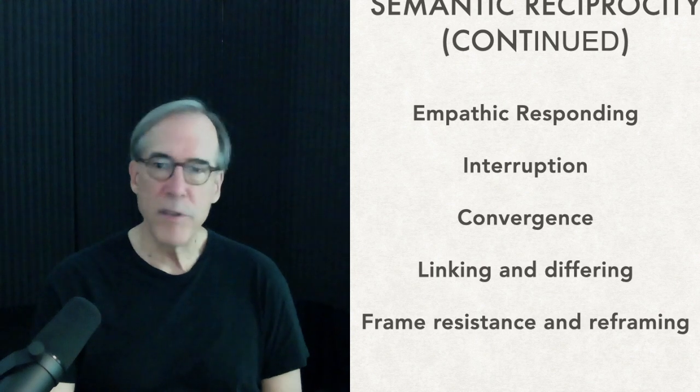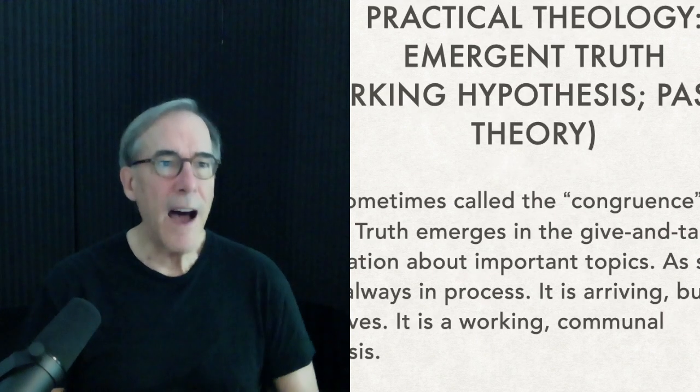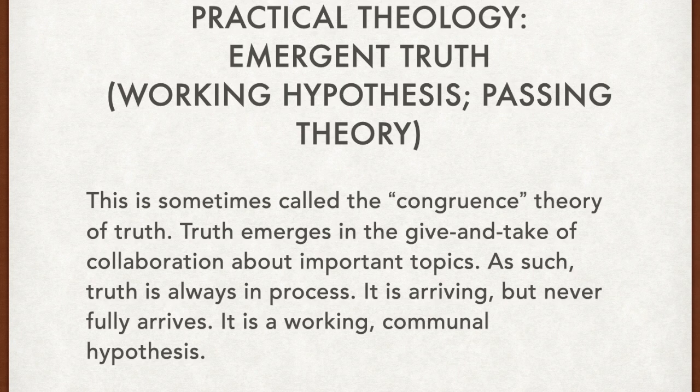Now, if you're a conversational stylist, then over time, this way of preaching tells your sermon listeners that truth is emergent truth. That Christian truth is emergent truth. It's always on the way. This is sometimes called a congruence theory of truth. Truth emerges in the give and take of collaboration about important topics, and as such, truth is always in process. It's always arriving. It never fully arrives. It's a working communal hypothesis between us that we're working on testing always. And we may find that it's inadequate for our experience at a later date and needs to be revised.